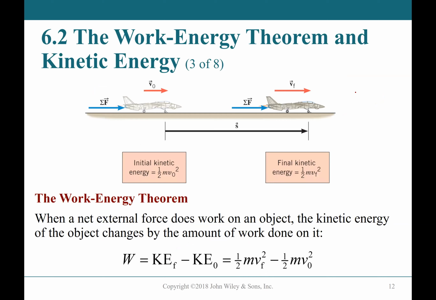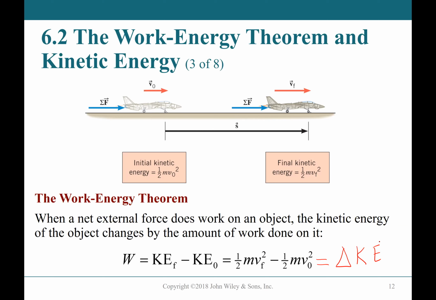So with that being said, we have what we call the work energy theorem, where work is equal to the change in the kinetic energy: kinetic energy final minus kinetic energy initial. That gives us 1/2 mv final squared minus 1/2 mv initial squared. All of this you want to just remember. It just means the change in the kinetic energy.